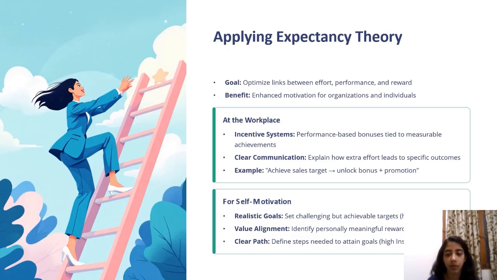And value elements. It's important to identify personally meaningful rewards. This increases valency, which is the value individuals place on a particular outcome. Clear path. A clear path outlining the steps needed to attain the goal should be defined. This strengthens instrumentality, the belief that achieving a certain level of performance will lead to desired outcomes.